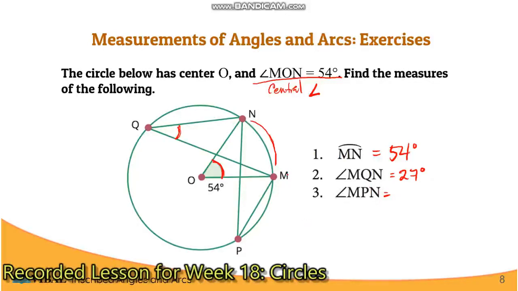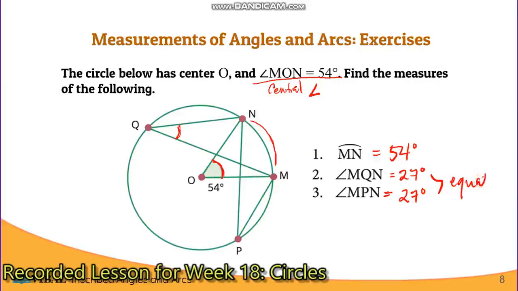Next, we also have angle MPN. What is the measure of angle MPN then? 27. Okay, 27. Do these two inscribed angles lie on the same arc? Yes. Therefore, we can say that these two inscribed angles are equal. Okay, thank you.